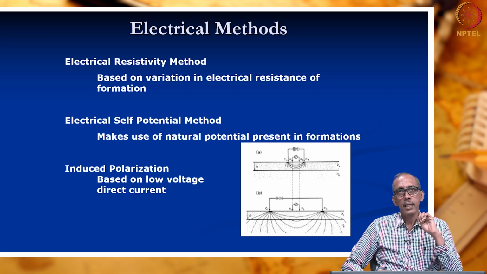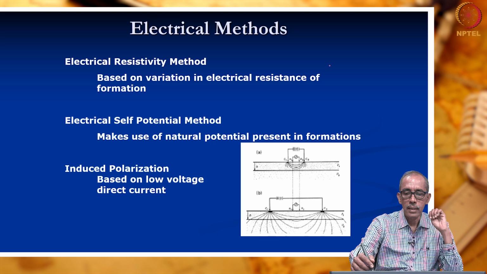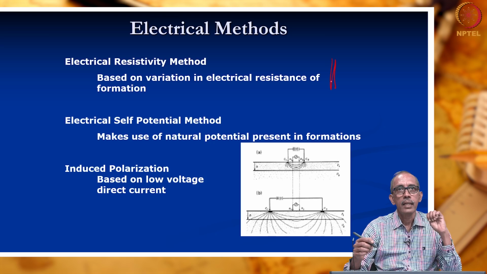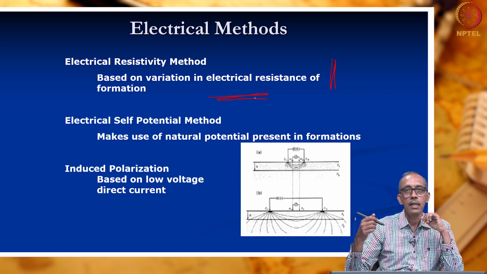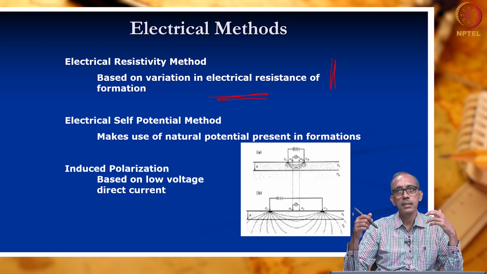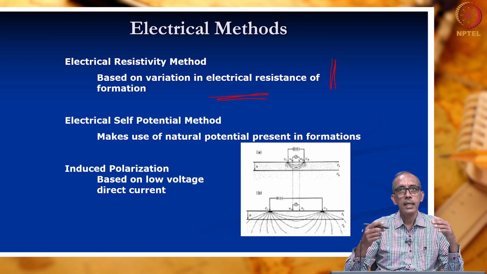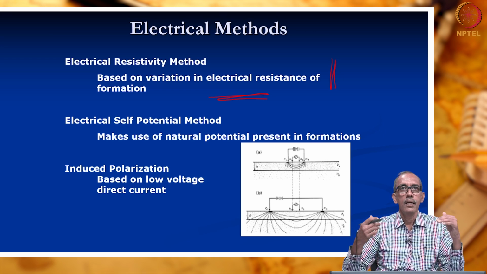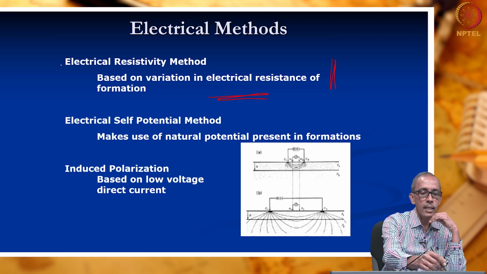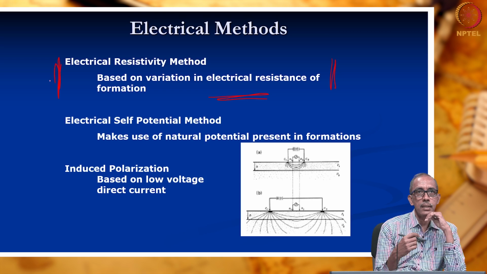First is the electrical resistivity method. So, the electrical resistivity method is based on the variation in the electrical resistance of the formation, right? That means we try to understand the subsurface of the earth based on the fact that each and every region has got different electrical resistance. That is what is known as the electrical resistivity method.